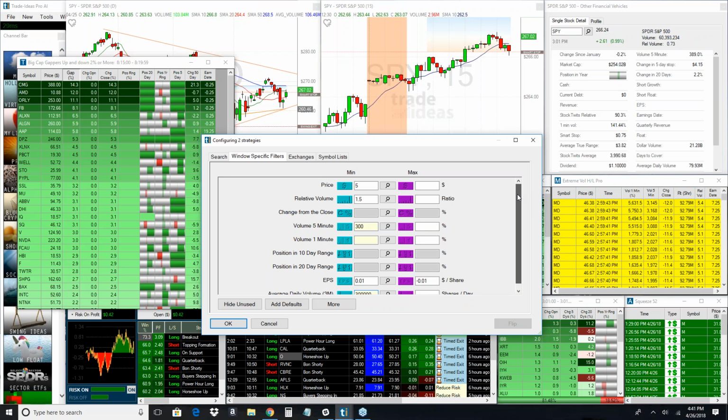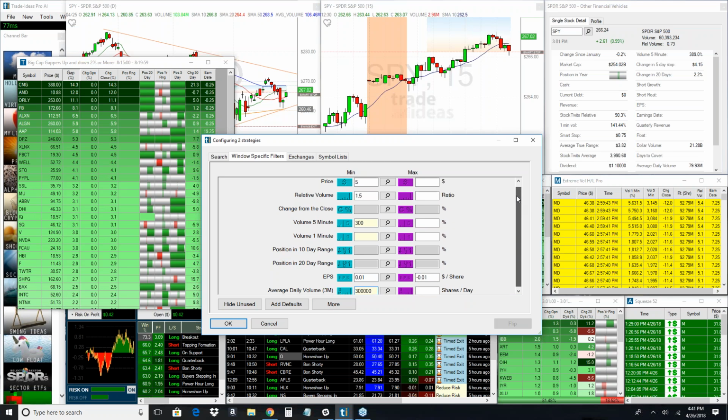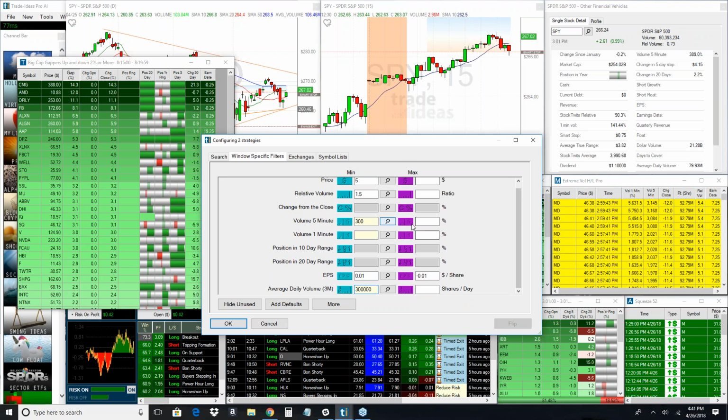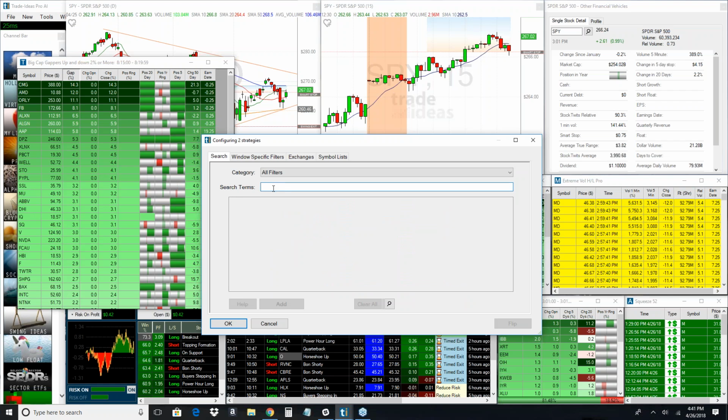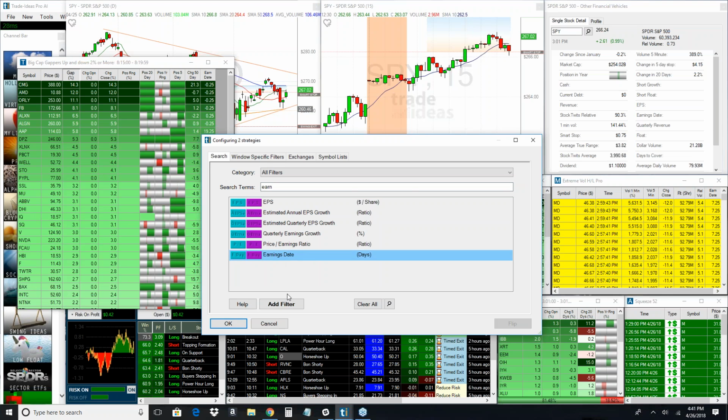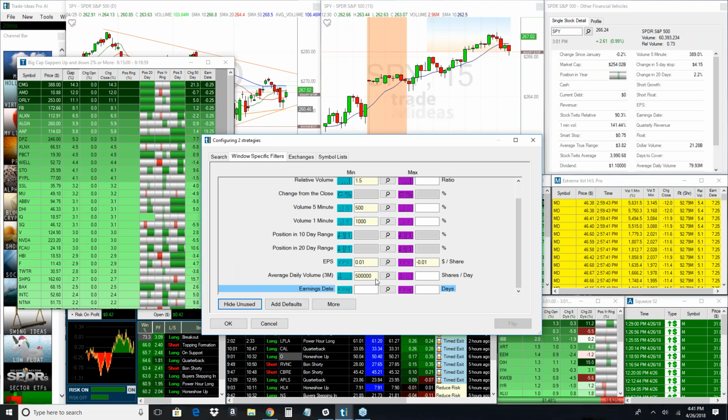But we're going to have to add an earnings date filter, because otherwise we're going to be just bringing all kinds of mess through here. So let's go to our search window and start typing in earnings. There's our earnings date, so we're going to click on that and add filter. What you want to do here is put a negative 0.25 for the minimum and a 0.25 for the maximum.